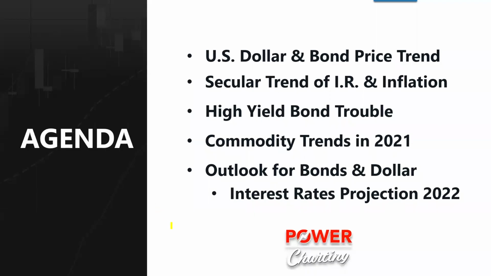This is our agenda for this very brief session. I'm going to cover a lot of ground and do it in a short period of time. We are going to talk about the relationship of the US dollar and bonds, the secular trend of interest rates and inflation, high yield bond trouble, commodity trends in 2021 and the outlook for bonds and the dollar with an interest rate projection. The reason I'm doing that is I'm going to try to pull all this stuff together into a cohesive whole for you.